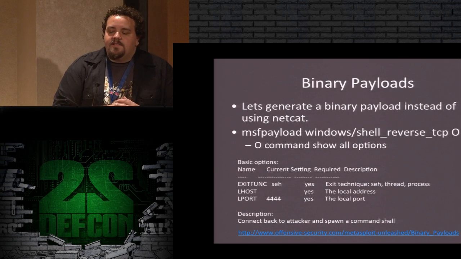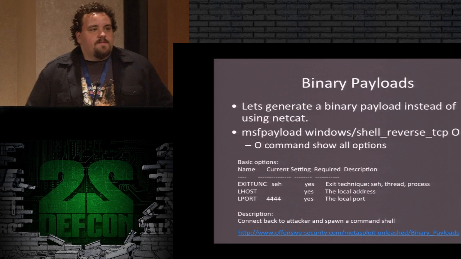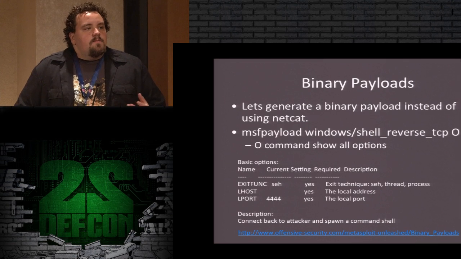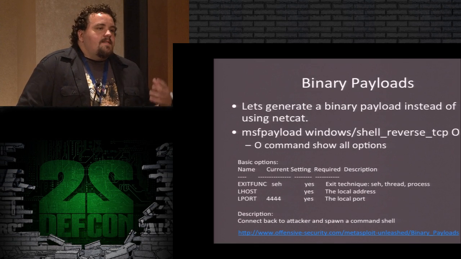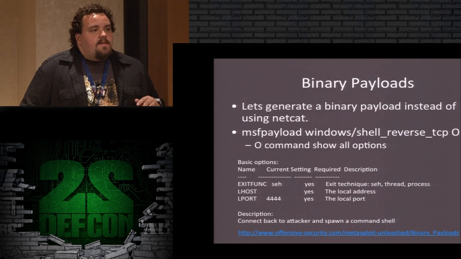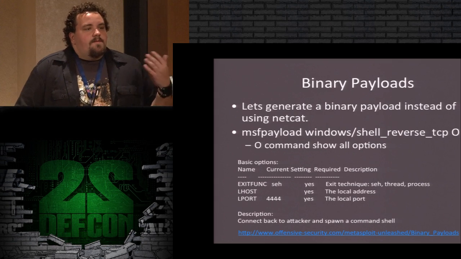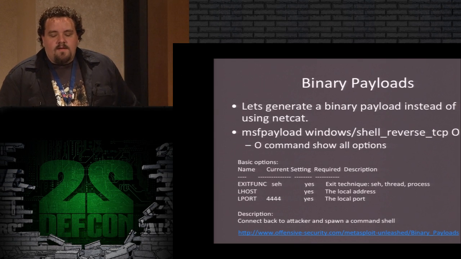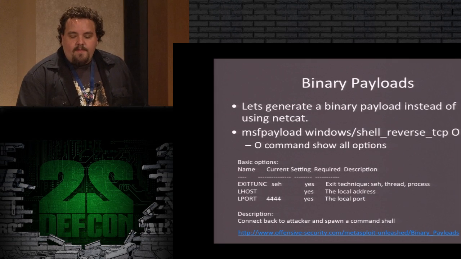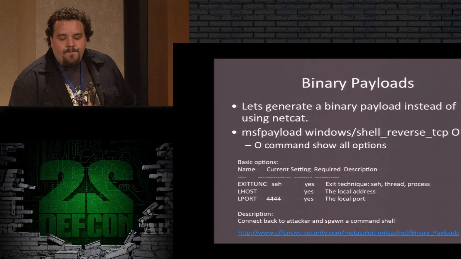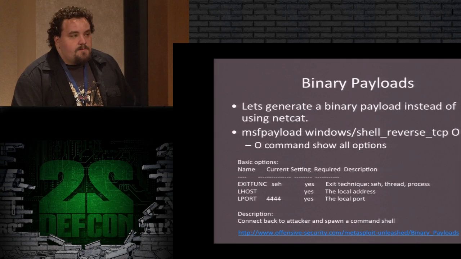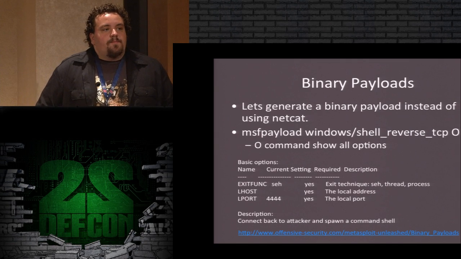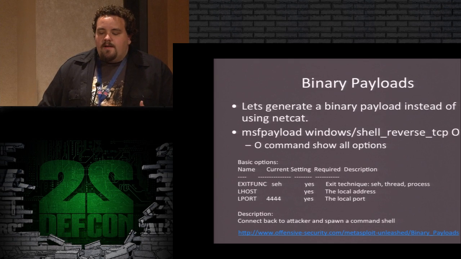And so now let's generate a binary payload instead of using Netcat. Basically, we're going to create a binary that we can email or send to somebody, then they execute it, and then it'll start a reverse shell that we can connect to like it was Netcat. Here we're using MSF payload with the Windows reverse shell. That's the payload. We're basically just going to use Metasploit's payload library to generate our binary.